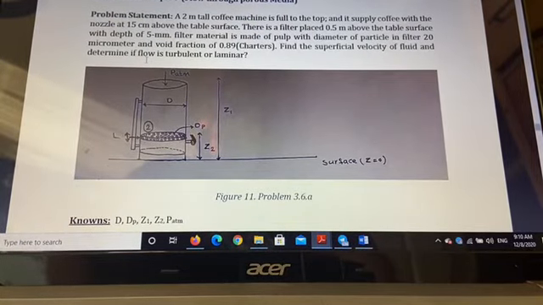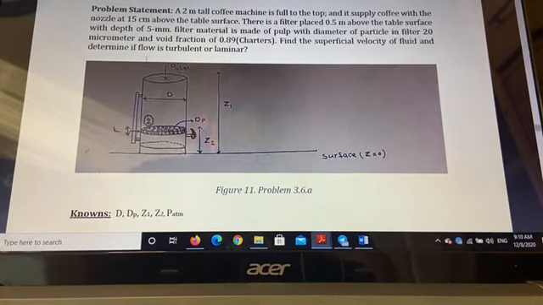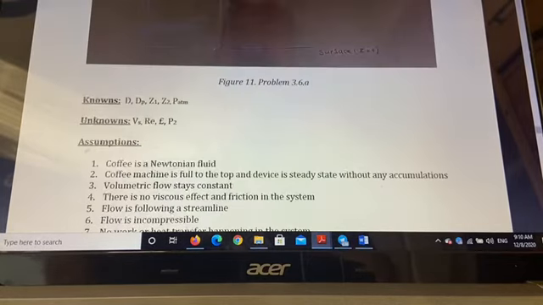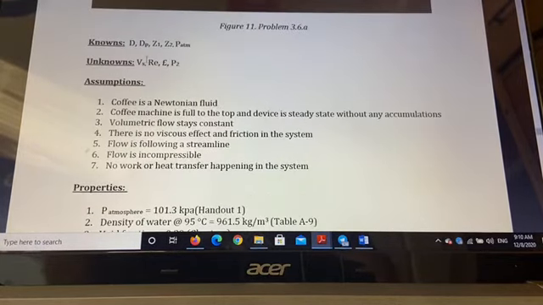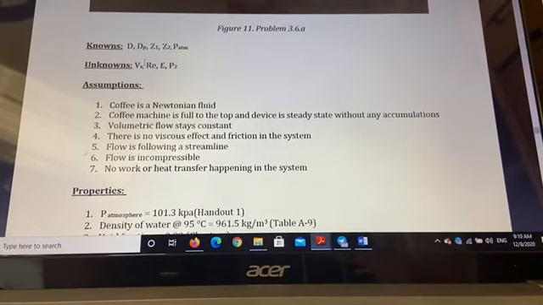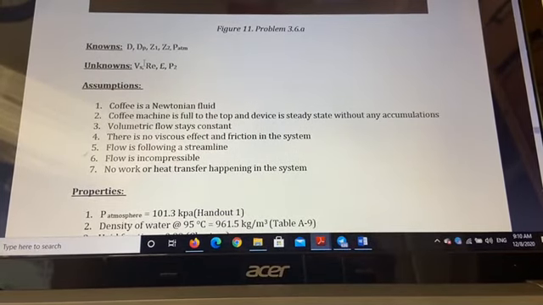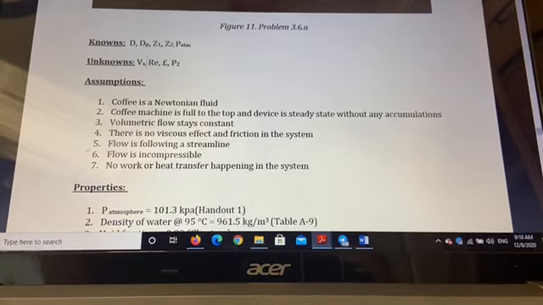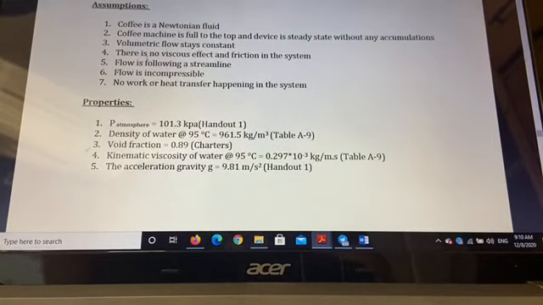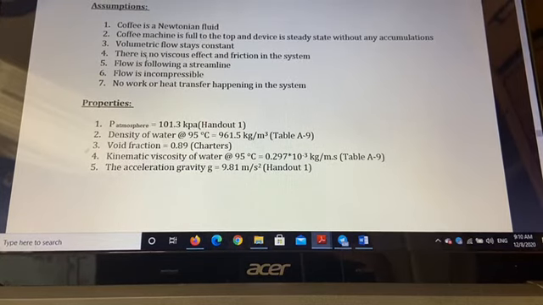Next topic is flow through porous media, and I have a coffee machine with a coffee filter in it. I assume that coffee is a Newtonian fluid and the coffee machine is full to the top. Volumetric flow stays constant and flow is incompressible, no work or heat transfer happens. So we can write the Bernoulli equation. We got the properties of that from handout 1 mostly, because we can say the coffee is almost like water.